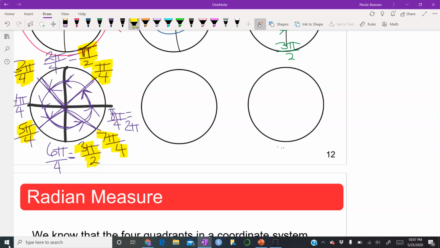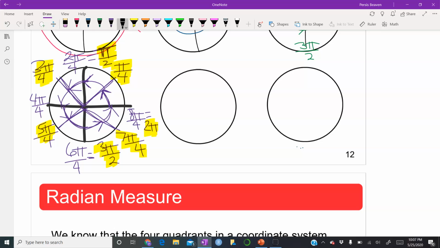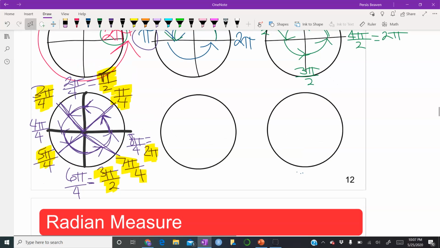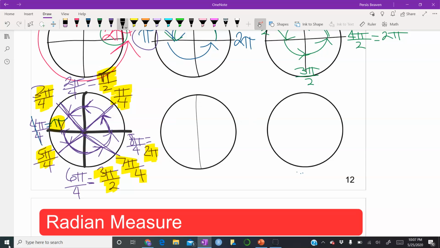So I'm going to highlight the ones that we're going to be using. Here for 4 pi over 4, we're not going to use that because we know that 4 over 4 is equal to 1. And so we will cross that out, and this will just equal pi, half of the circle. Okay, so that's going to be very important. Let's do a couple more, and then we'll move on. So let's divide those like that.